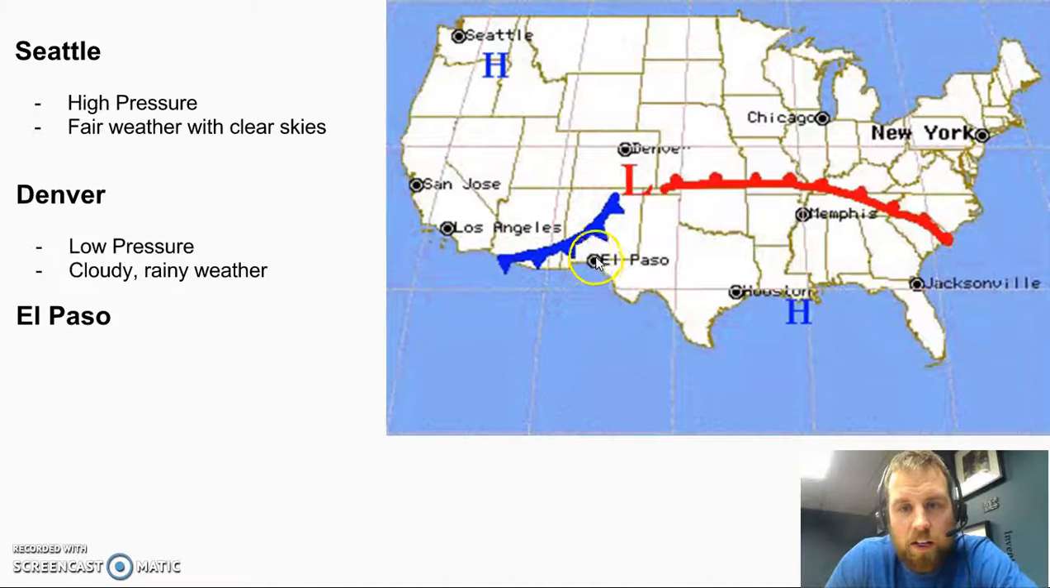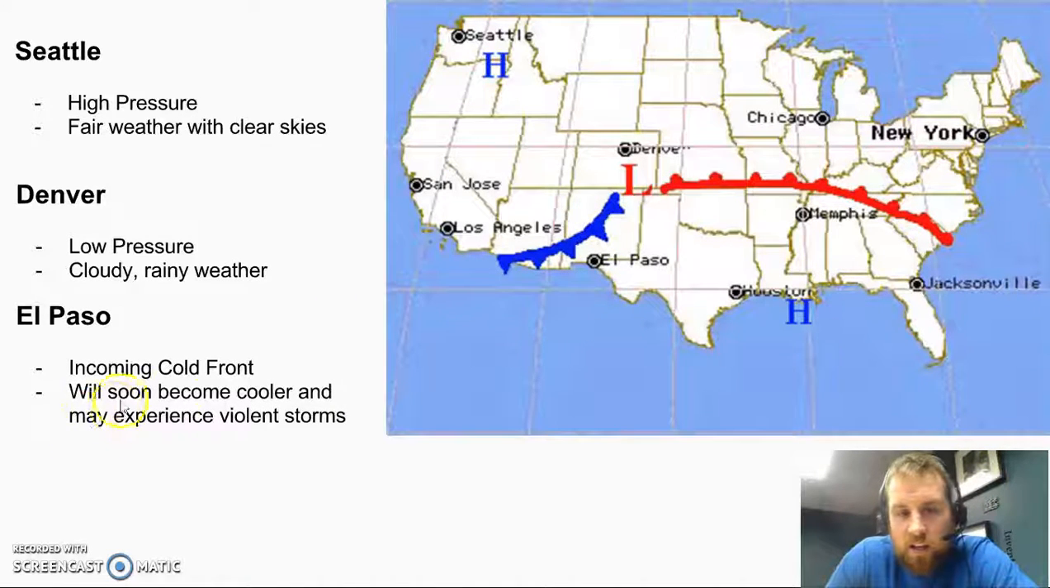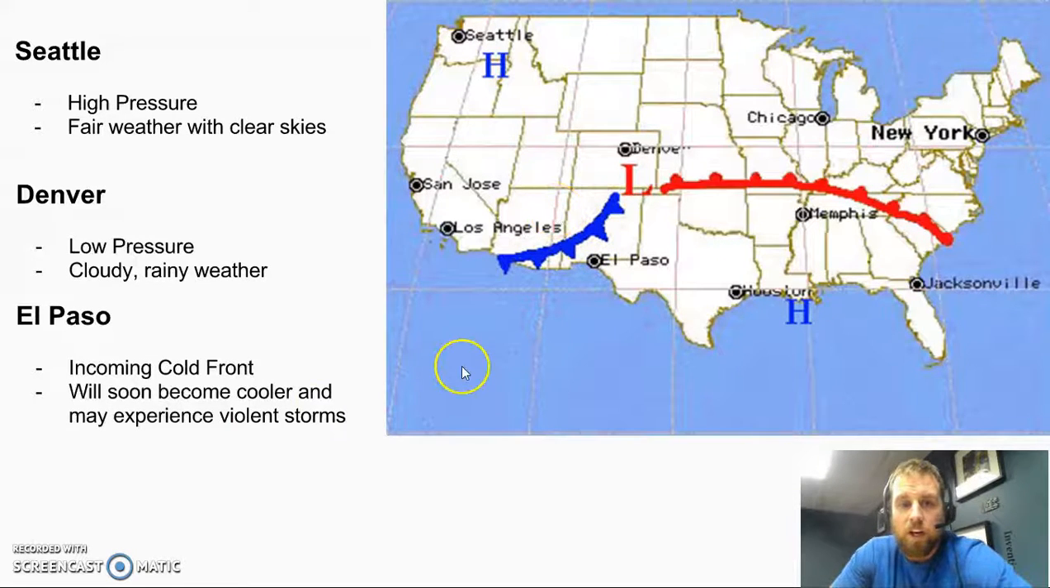El Paso is down here. You have a cold front moving in this direction, moving from up here down here. So this cold front's coming in. I would say El Paso's got an incoming cold front, and what we can predict is that as this cold front passes through, El Paso is going to experience some cooler weather, but also some violent storms. Remember, a cold front usually brings pretty violent storms followed by some cool air.